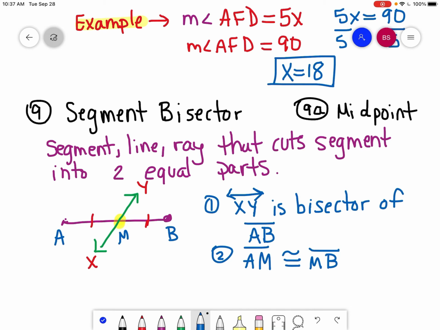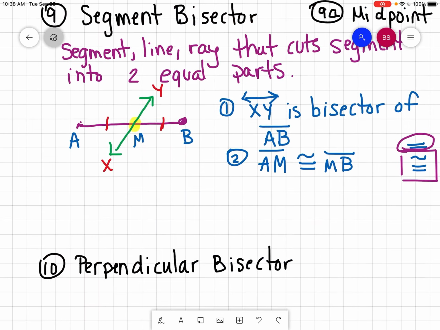Those are both segments, so they get a segment on top. And we have an equal sign and we have a congruent sign. Equal sign is for when I'm dealing with numbers, and the congruent symbol is for when I'm dealing with shapes or lines. So AM is congruent or equal to MB.